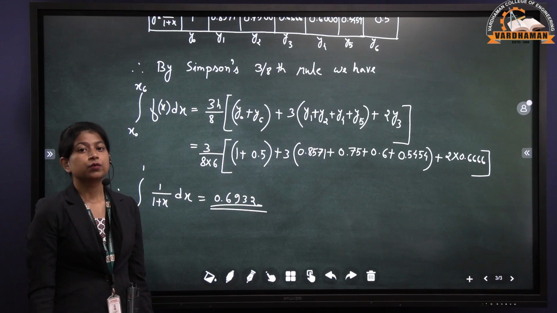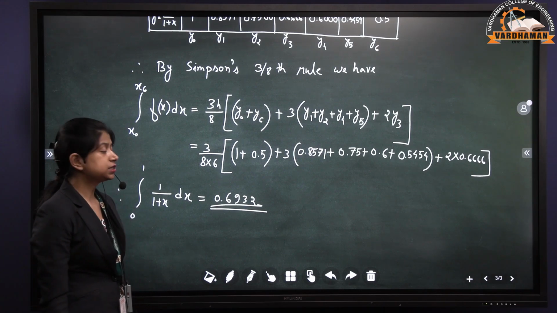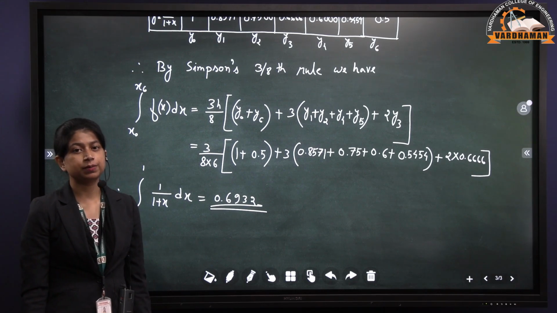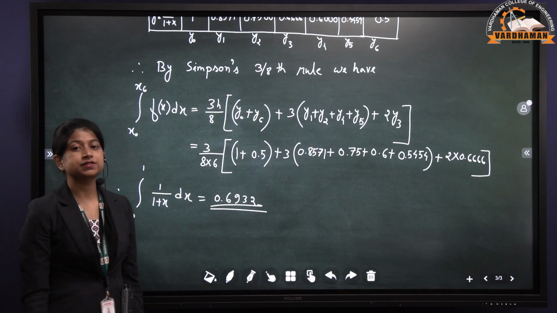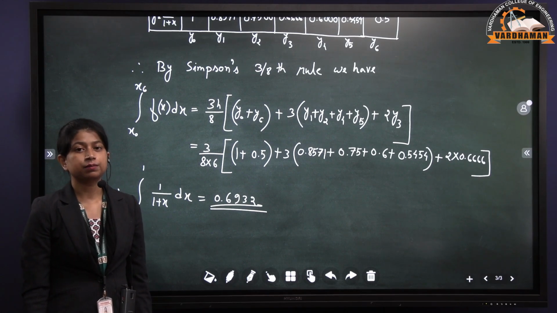And this is how we evaluate definite integrals using Simpson's 3/8 rule. Here, number of subintervals must be multiple of 3.